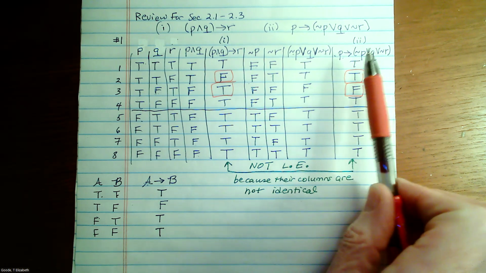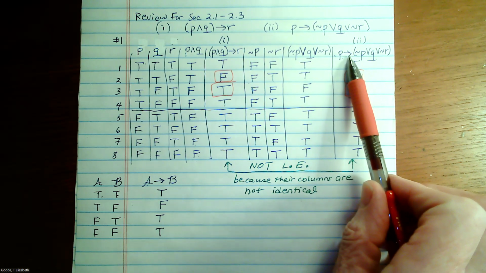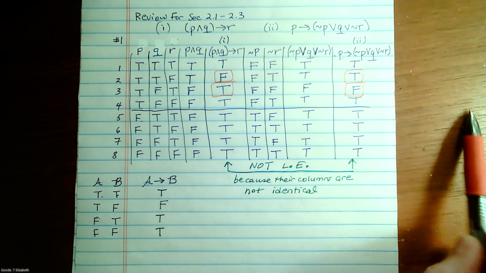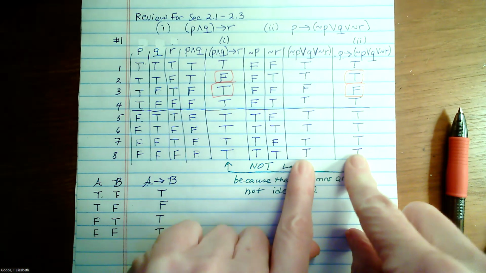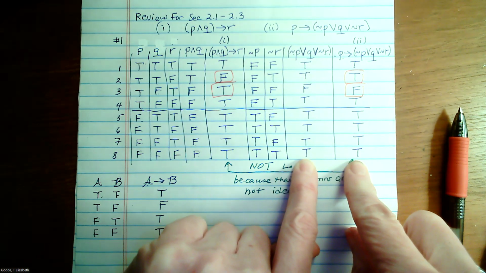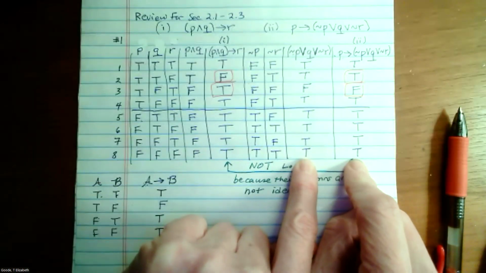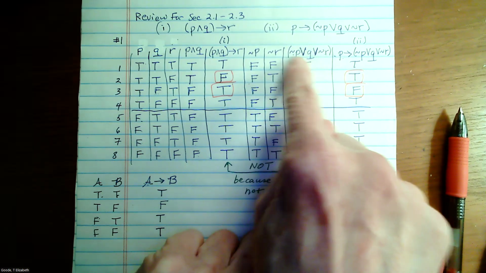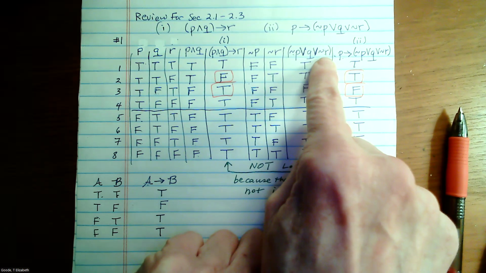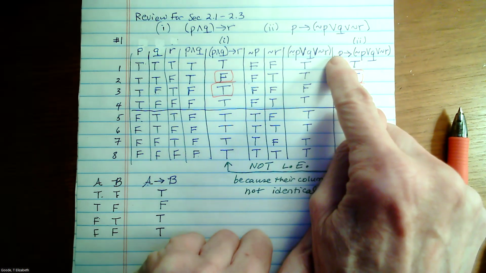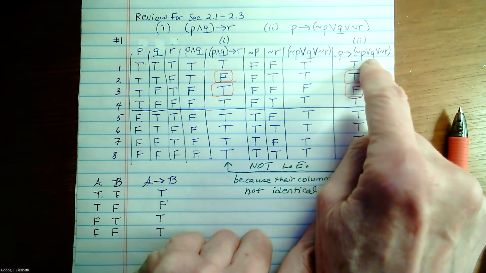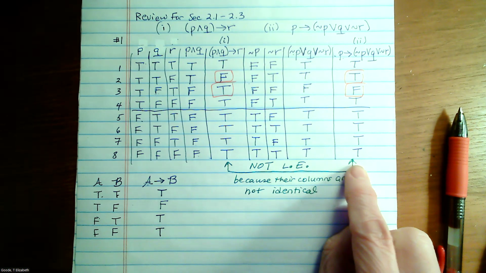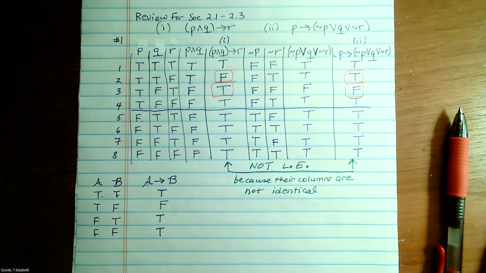Compare it to the column for P implies not P or Q or not R. What do you notice about these two columns? They look identical. They are. So in fact, this statement, not P or Q or not R, is logically equivalent to P implies not P or Q or not R. Isn't that weird? It's weird the way that can happen, but it's true.